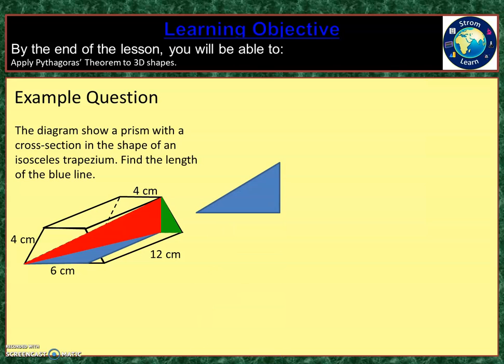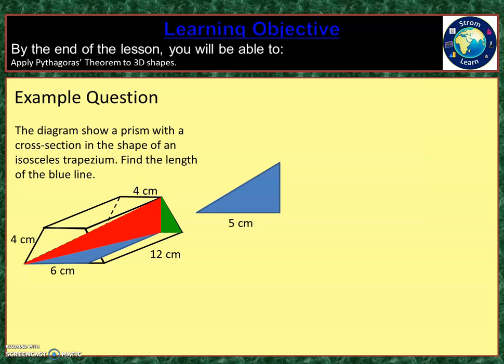So let's just think about the blue one. I know it must have a base of 5. Now, how do I know it's got a base of 5? Well, if I look at the trapezium, I know the base of the trapezium is 6, and I know the top of the trapezium is 4. So there's a 2 centimetre difference between the top and the bottom. Because it's isosceles, that must be equally distributed either side. So where I've got this little strip missing on the right-hand side of the trapezium, that's 1 centimetre, which means the rest of it is 5 centimetres.